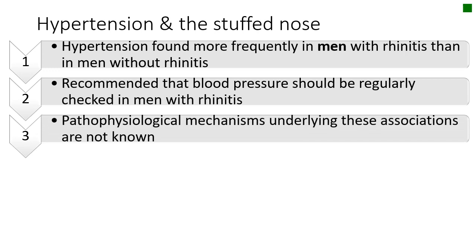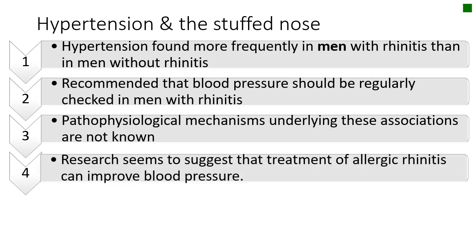The third point to note is that the physiopathological mechanisms underlying these associations, that means the association between hypertension and rhinitis, are not really understood so far, but it does seem to exist statistically. Research seems to suggest that treatment of allergic rhinitis can improve blood pressure. So this is just a corollary of point number two: blood pressure is not only associated with rhinitis, it has also been found that if you treat the allergic rhinitis, you can also improve the blood pressure. This will be a key point of discussion when we take up the case later.